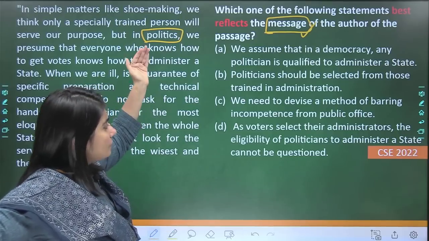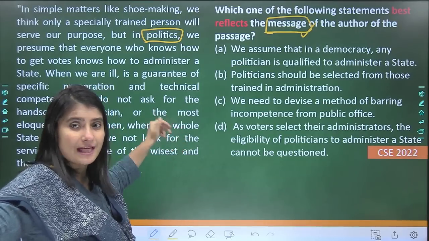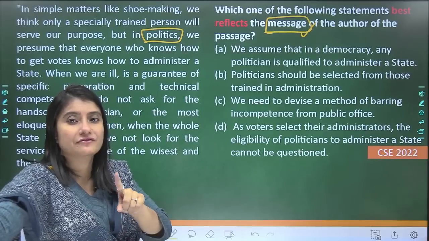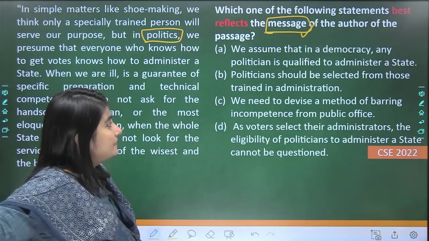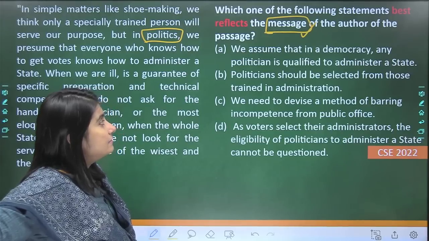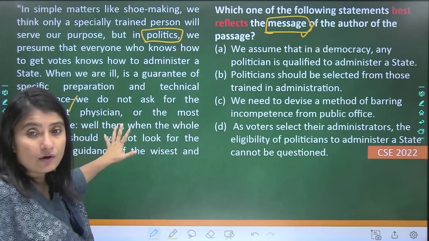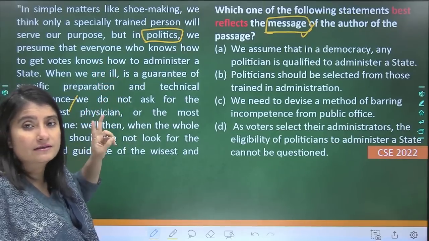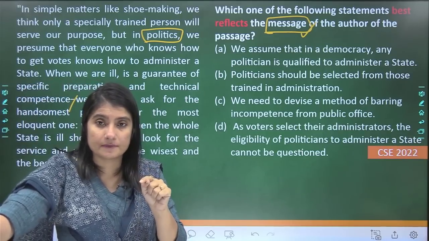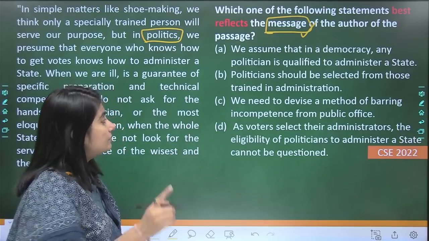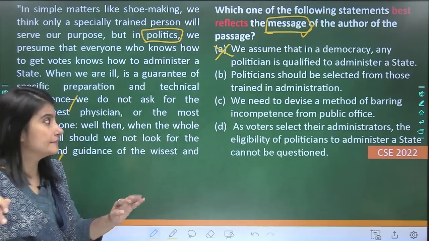So now let us look at the options. Now this is a difficult level question I have got for you. The last one was an easy one, but we need to practice everything, okay? So here, we assume that in a democracy, any politician is qualified to administer a state. Now, this is not the message that the author is trying to give out by giving you examples of a doctor and a shoemaker. We are talking about skill-based professions. So the author is not putting any onus on us that we assume this thing.